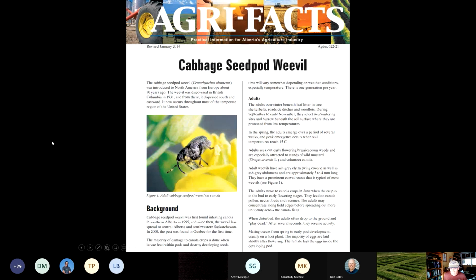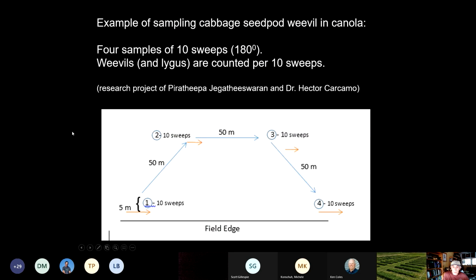And there's all sorts of information online on life cycle, which is absolutely required, of course, before you can even interpret what the counts mean. But here's an example of how you might count. You wouldn't just step into a field and count, because then what you have is an estimate on the edge. The researchers, like Thipa here and Hector, and I work with them too, go out into the field a specified distance, in this case 50 meters, 10 sweeps, 10 sweeps, 10 sweeps, 10 sweeps.